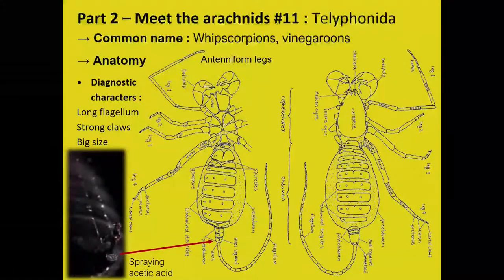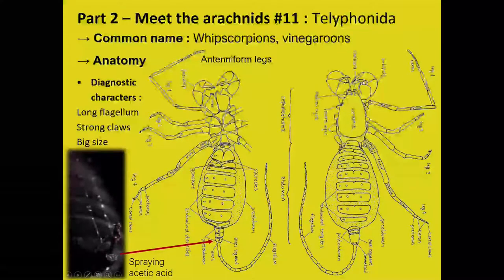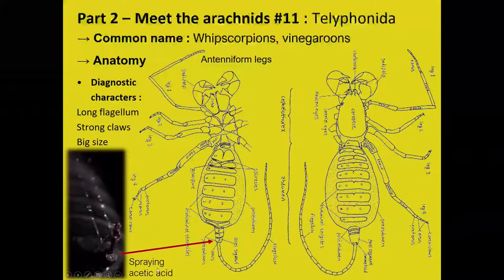Now, at number 11, we have my favorite arachnid order, which is called the vinegaroons. Some of you may know them because they have been kept as pets. They make actually quite good pets. They look absolutely terrifying, and they are harmless. No venom. Harmless, but they can spray acid. Acetic acid, like ants. And it's actually pure vinegar, just like the vinegar we use. So you could also name this the salad seasoning scorpions.